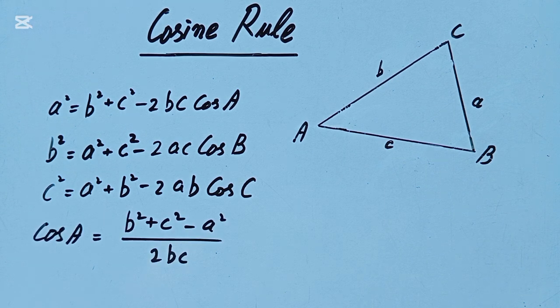When all these three sides are given, to find out any angle, for example, angle A, how to find it out? Cosine of this angle A would be equal to b square plus c square minus a square, the square of the side opposite to this angle, right? Divided by double of the product of these two sides. So this way, cosine of A equals b square plus c square minus a square by 2bc. Then to find out this angle A, we'll take cosine inverse on both sides, right?